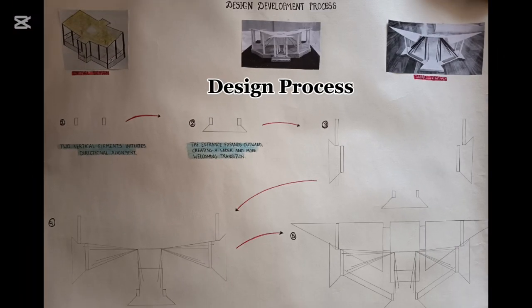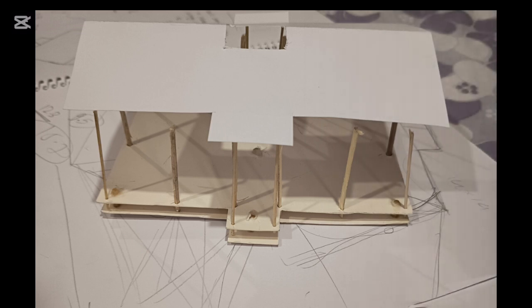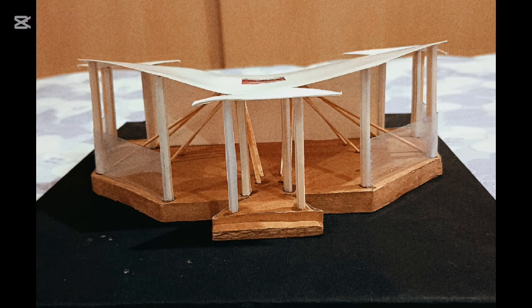The design started with a very basic idea. Step 1. I began with two simple vertical elements, establishing an initial framework. Step 2. I developed this into a rectangular form, creating a simple and symmetrical space. Step 3. Then, I modified the form by cutting the front corners and adjusting the entry and exit points to improve movement and accessibility.